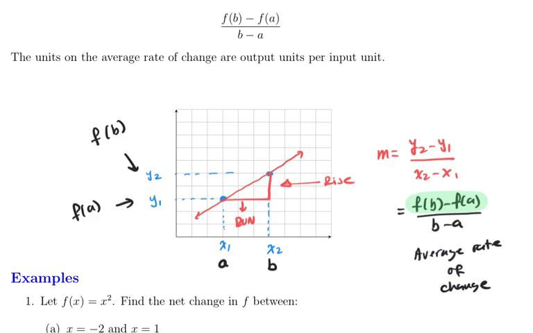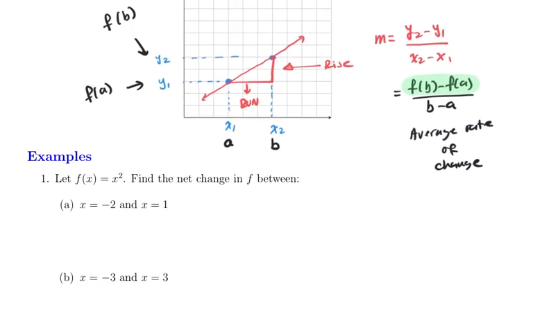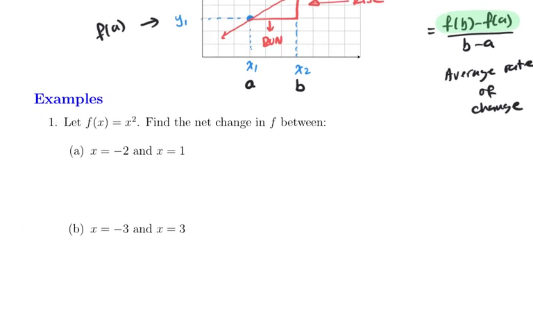All right, so you have this function, f of x equals x squared, and it says find the net change. Remember, that means just y2 minus y1, or f of b minus f of a. So in this case, how much is f of minus 2? And how much is f of 1? What do you think? So f of minus 2 will be minus 2 squared, which is 4. And f of 1 will be 1 squared, which is 1.